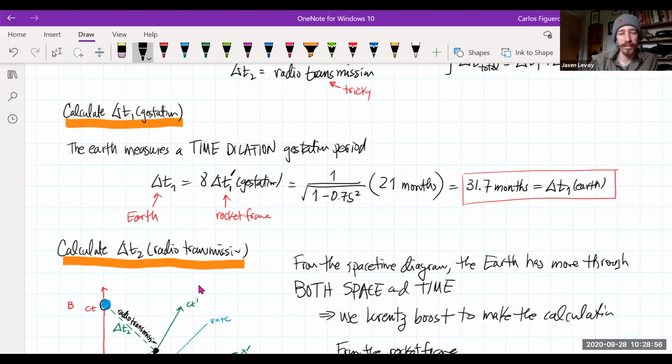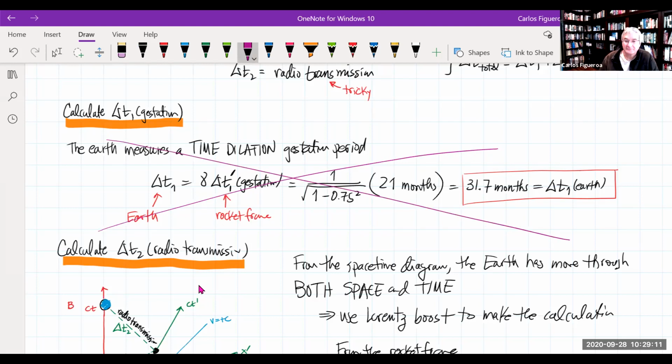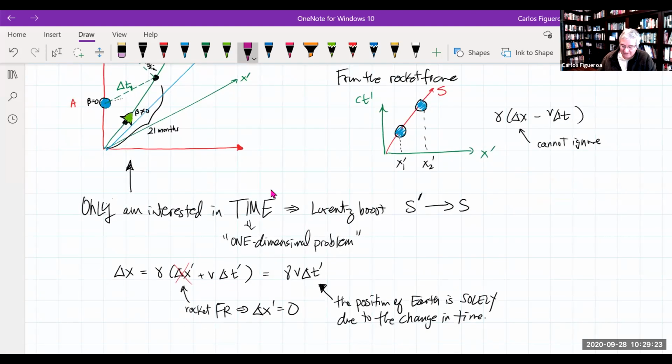What did you screw up? I get it. I screwed up on the gestation period. This whole thing right here is absolutely wrong. Why is it wrong? For this reason right here. The earth has moved. I have to use this relationship in order to calculate.